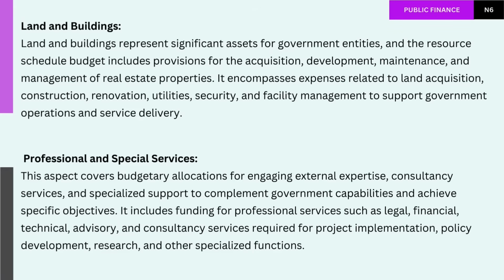This aspect covers budgetary allocations for engaging external expertise, consultancy services, and specialized support to complement government capabilities and achieve specific objectives. It includes funding for professional services such as legal, financial, technical, advisory, and consultancy services required for project implementation, policy development, research, and other specialized functions.